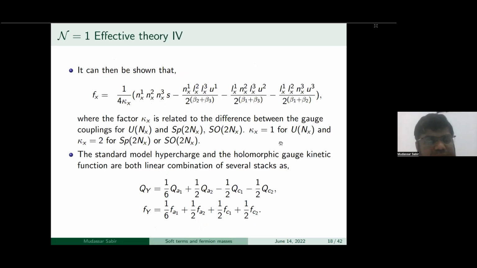It can then be shown that f_X can be written in terms of the wrapping numbers and the U and S moduli, where the factor kappa X is related to the difference between the gauge couplings of unitary N and the symplectic 2N and the orthogonal 2N. So kappa is 1 for the unitary group and kappa is 2 for the orthogonal or the symplectic group. The standard model hypercharge and the holomorphic gauge kinetic functions are both linear combinations of several stacks with similar proportion.